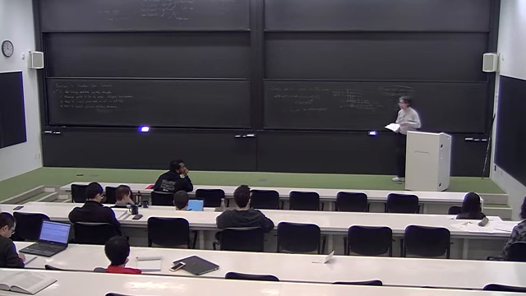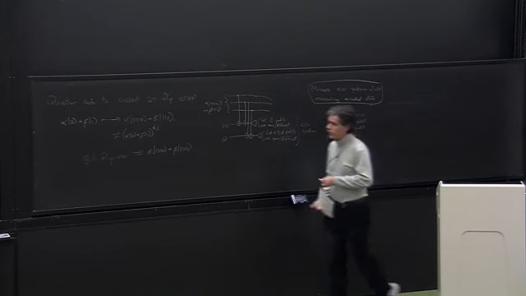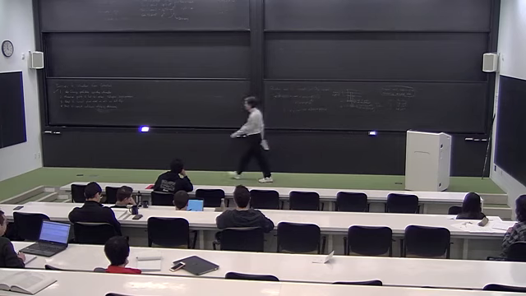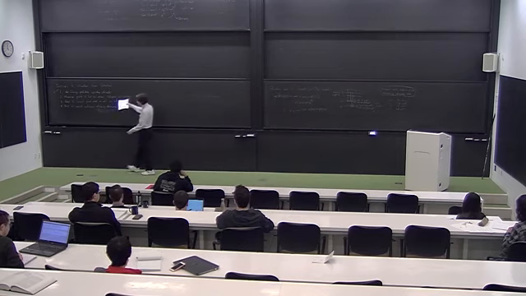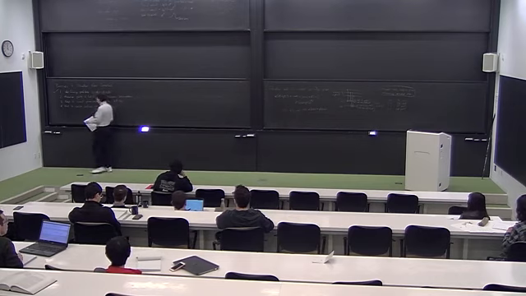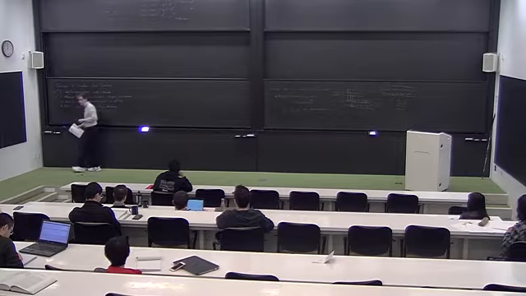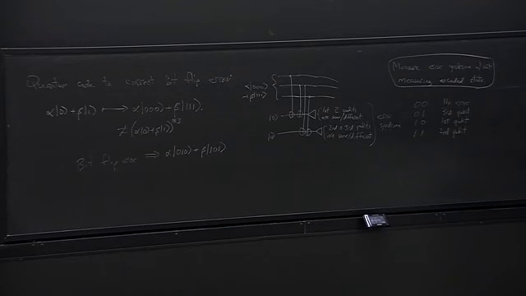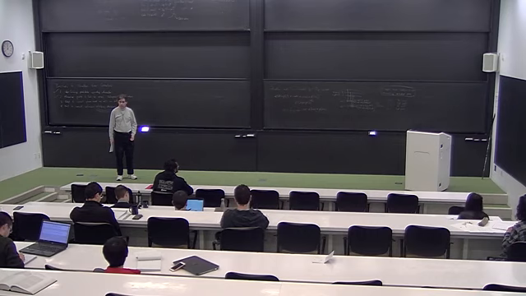OK, so this takes care of our second problem. It definitely shows us that we don't have to measure everything. We don't have to collapse the logical superpositions in order to protect qubits against errors. So are there any more questions about this code?